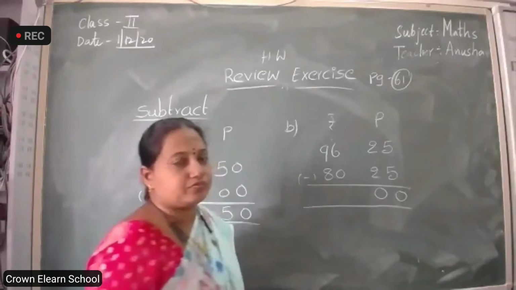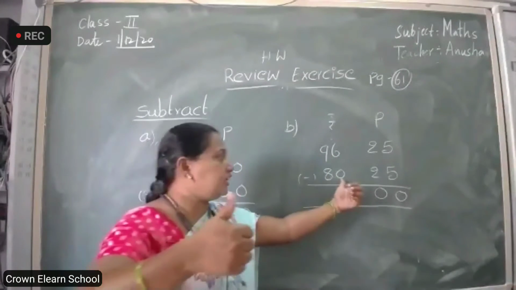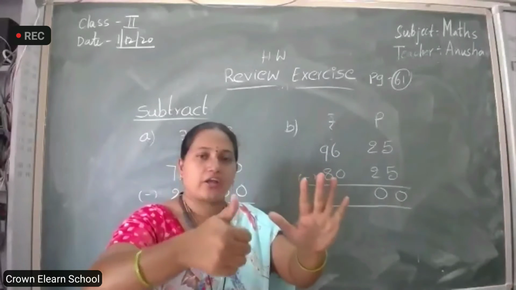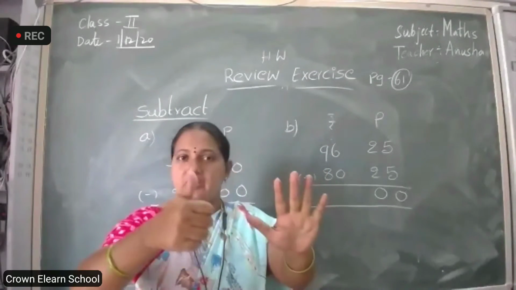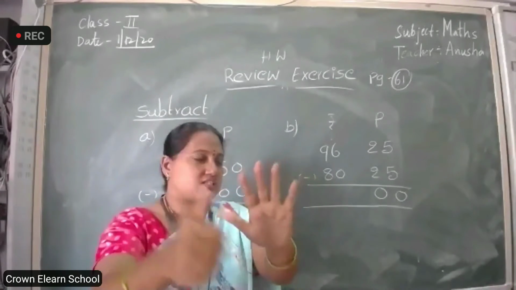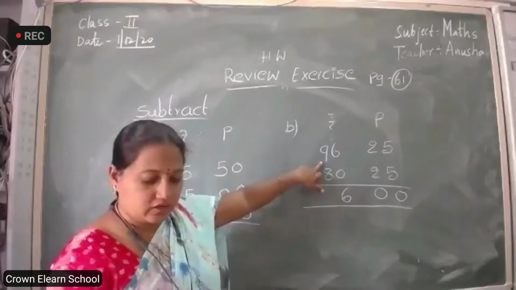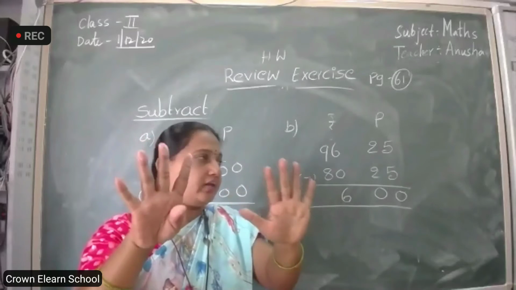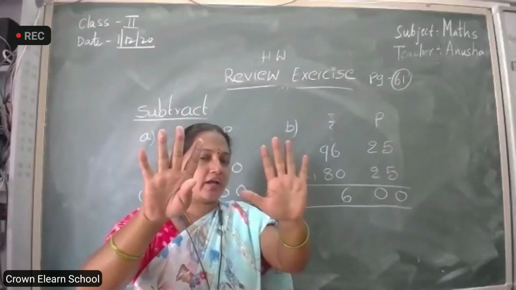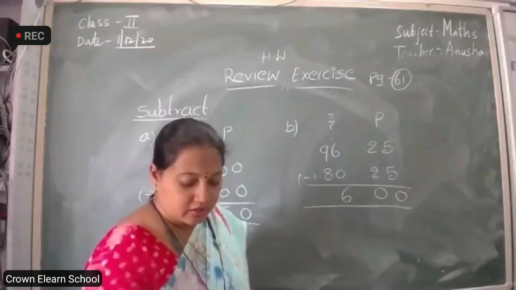0. Next. Now how many do you have? 6. How many is your friend asking? 0. 0 means not asking anything. So are you giving anything to your friend? No. So how many are left with you? 6. Now you have 9. How many should you give to your friend? 8. How many are left with you? 1.